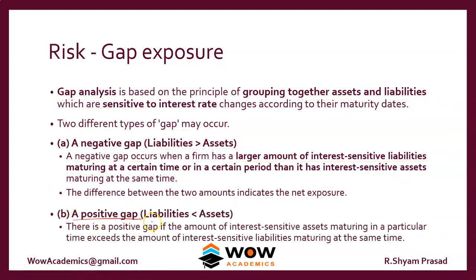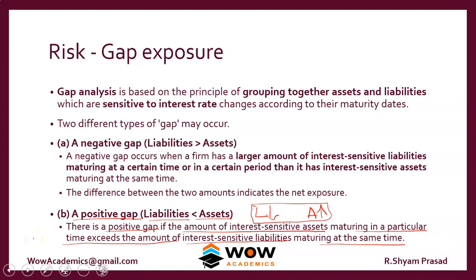A positive gap is where the liabilities are lower and the assets are higher. So the liabilities are lower and the assets are higher. In that case, it's called a positive gap. That is a positive gap if the amount of interest sensitive assets maturing in a particular time exceeds the amount of interest sensitive liabilities maturing at the same time. So even if a company wants to hedge this position, they can still hedge, but after netting both these numbers, they can hedge the remaining amount.